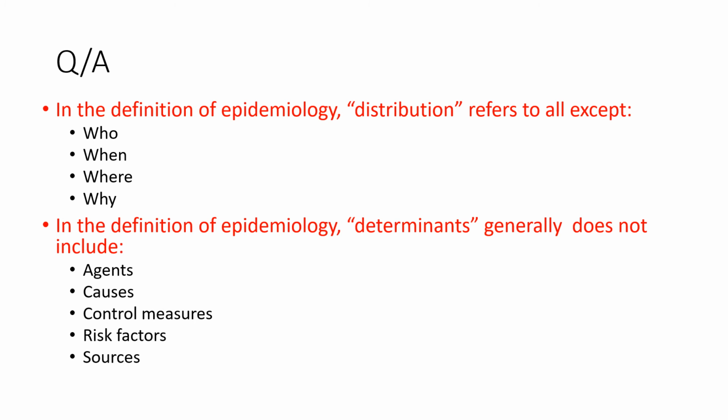In the definition of epidemiology, distribution refers to all except who, when, and where, and why. Distribution is more about the hypothesis generation. So it is largely related to the whos, whens, and wheres, but not about the whys. The whys is about the determinants. So in the definition of epidemiology, determinants generally does not include agent, causes, control measures, risk factors, and sources. Well, determinants is mainly focusing on the whys. Hence, the control measures are not part.